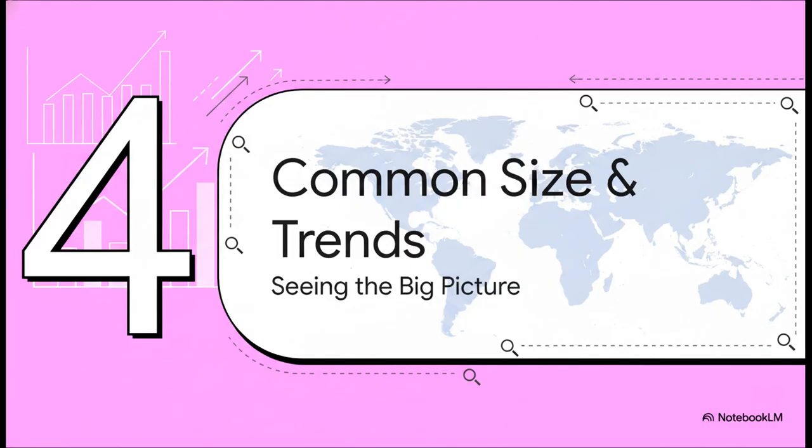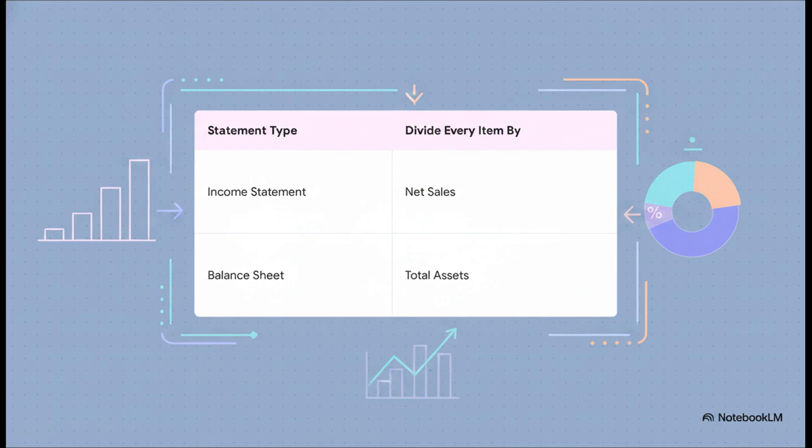Okay, moving right along to part 4, common size and trends, seeing the big picture. So now that we have our toolkit, we really need to scale back and look at multi-year macro trends. This is absolutely critical for the upcoming Anandam case study.